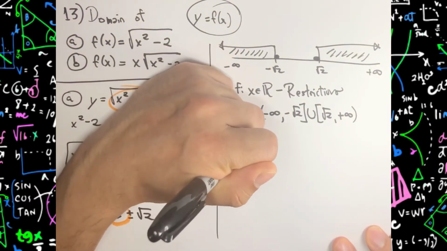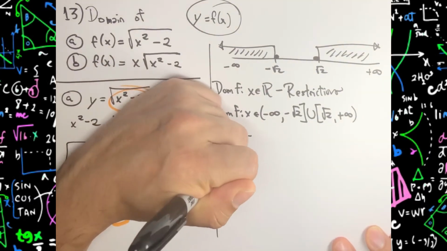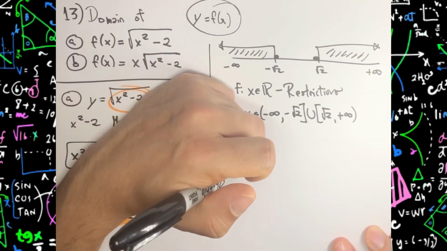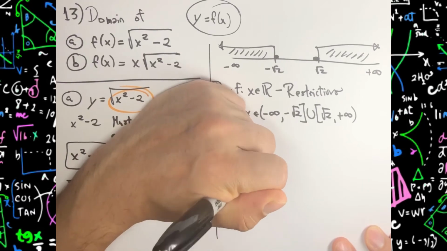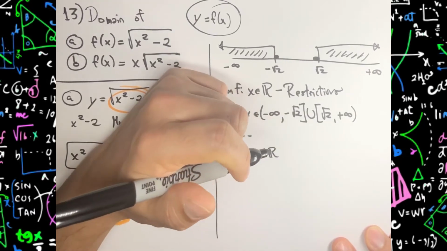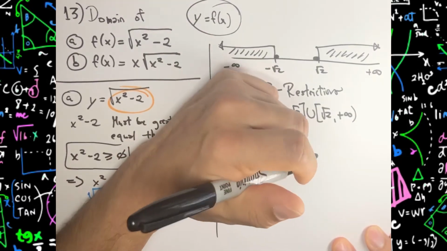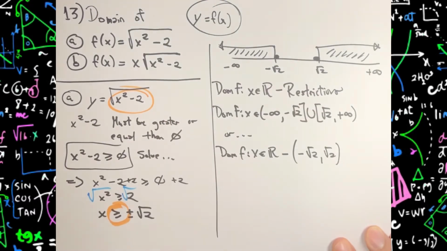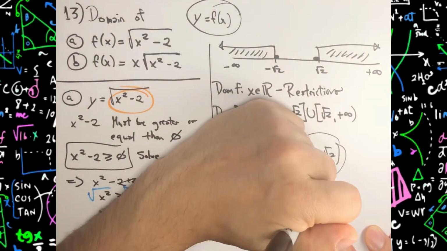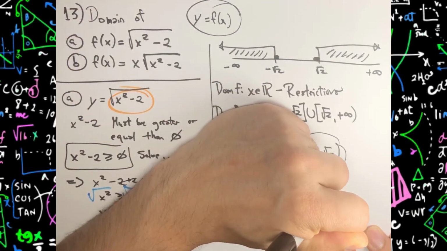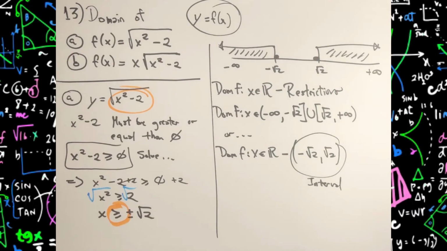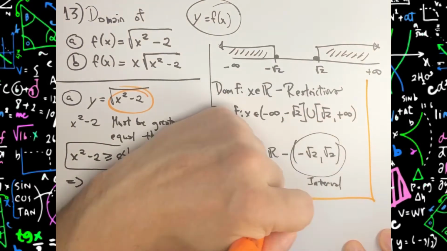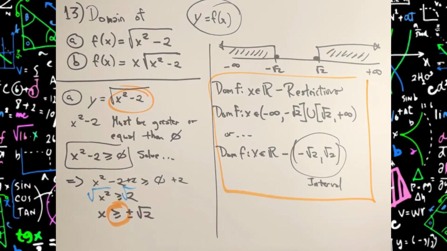We can also rewrite it, like I said at the beginning, as the domain of the function is all the real numbers minus the restrictions, which is minus the interval where the function does not exist. In this case, minus the interval from minus square root of 2 to square root of 2. Why? Because inside this interval, the function does not exist. And here we go. We lock this in. Here we have our solution.